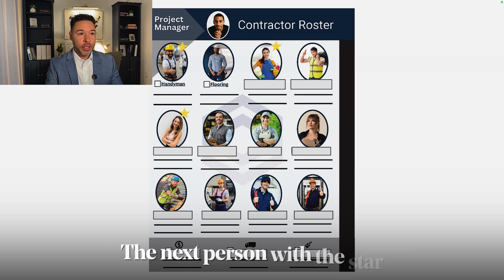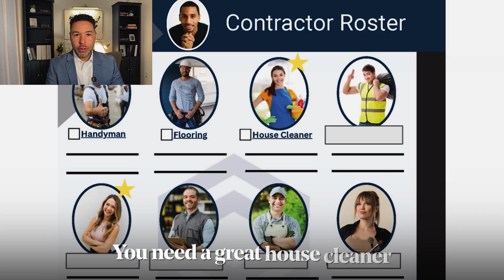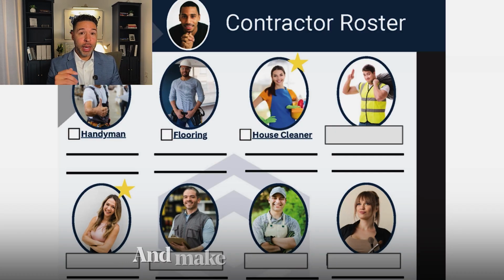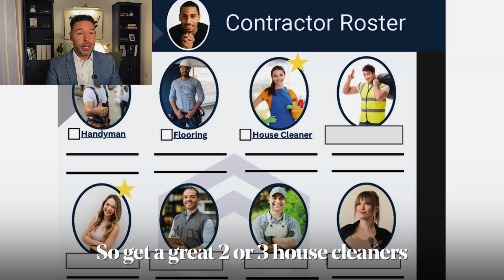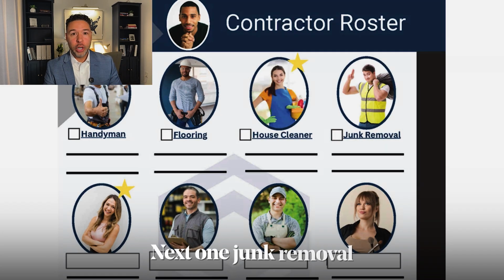The next person with the star next to him, who's that? House cleaner. You need a great house cleaner, 2 or 3 that are going to get down and dirty and make that place shine. So get a great 2 or 3 house cleaners, but usually 1 or 2 is enough to keep busy with just a couple of them. Next one, junk removal.